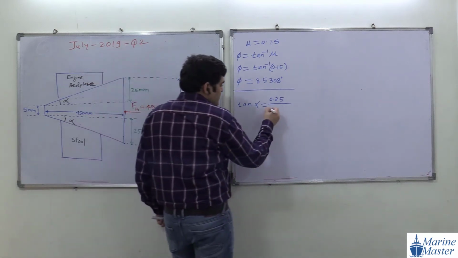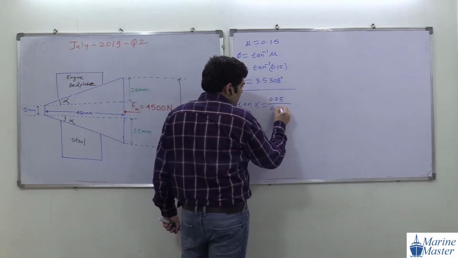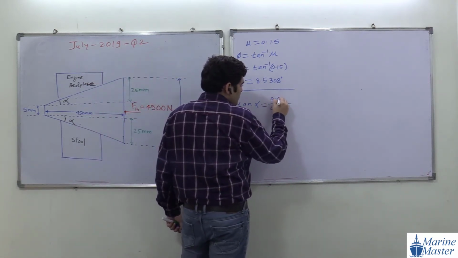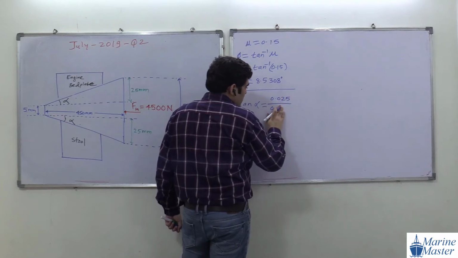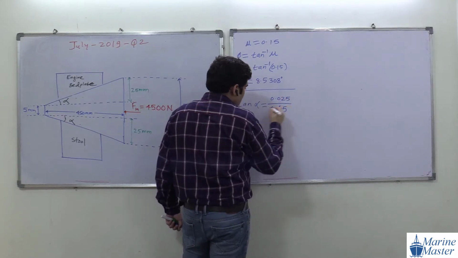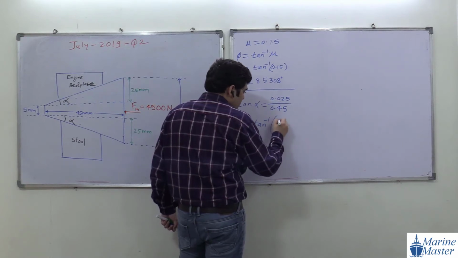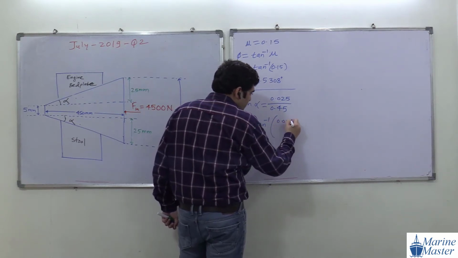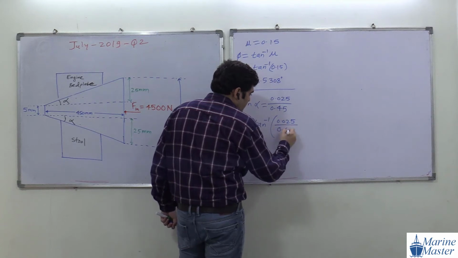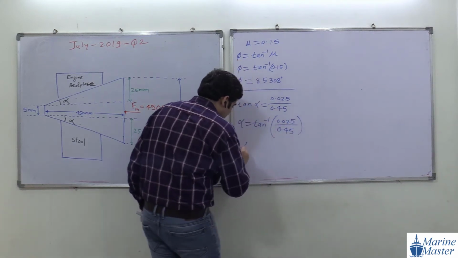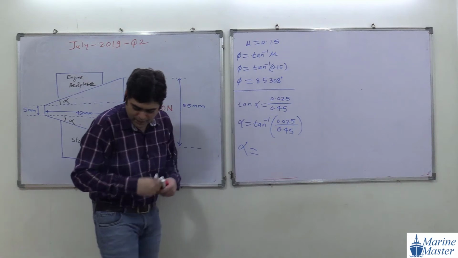450 mm adjacent. So it is wrong, 0.025 and then 0.45. So alpha will be equal to what, guys? Tan inverse of 0.025 divided by 0.45. Everyone please do the calculation and tell me the value of alpha.